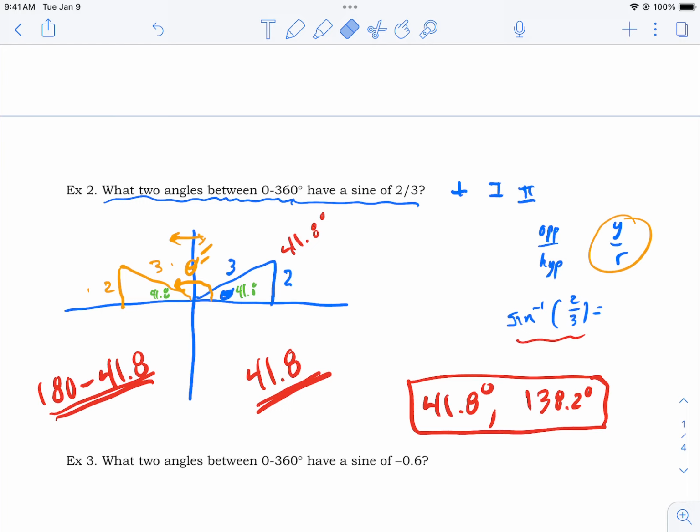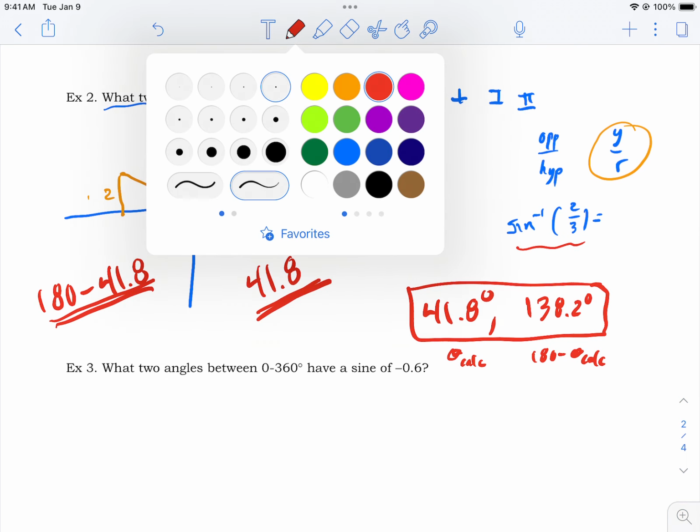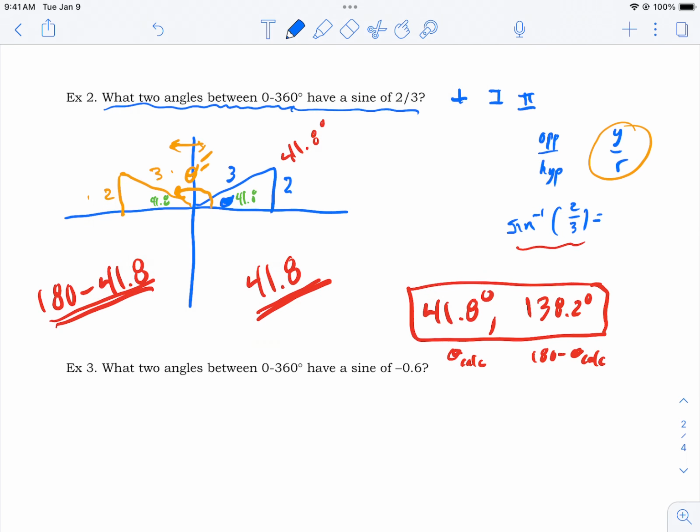Okay? So maybe I'll even write this down. This is the theta from the calculator. And then this is 180 minus theta from the calculator. Okay, so that's how it works with sine. You might want to try this next one yourself, just to see if you're catching on here. What two angles between 0 and 360 have a sine of negative 0.6?